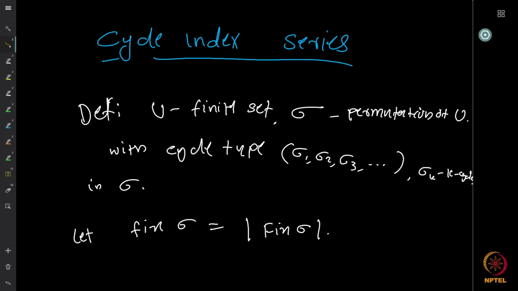Now, if you are given an n element set U, then the cycle type will all be 0 after the nth term. Sigma n plus 1 onwards will all be 0. This is something immediately clear. There cannot be cycles of larger length. Now, we denote by small fix of sigma the cardinality of fix of sigma, where fix of sigma, as we saw earlier, is the set of elements fixed by the permutation sigma, which is actually equal to sigma 1. It's basically the number of unit cycles in the representation of the permutation as cycles.